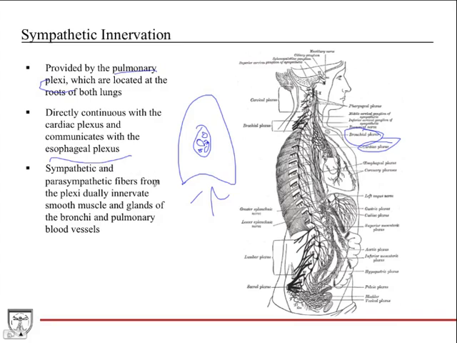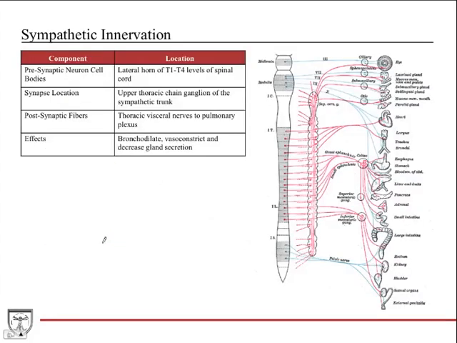Sympathetic and parasympathetic fibers from the plexi dually innervate the smooth muscle and glands of the bronchi, that's the main thing, and also the pulmonary blood vessels, so they're regulating blood flow to the lungs. Again, here's another table where we talk about the components and the effects. The cell bodies for the presynaptic neurons are pretty typical for sympathetic. For the thorax, they're at the T1 through T4 levels of the spinal cord, in the lateral horn, same as with the heart.